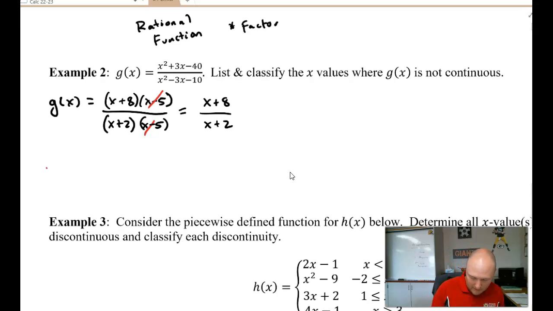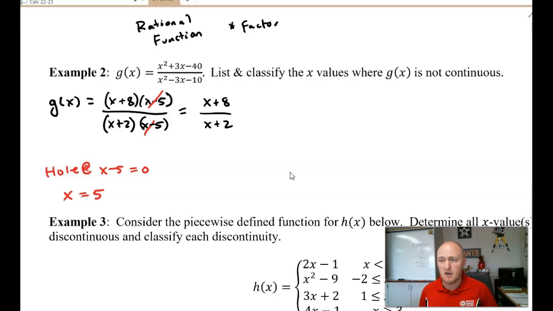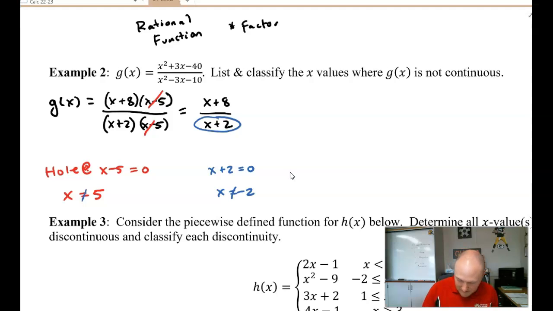So what happened? Well, we have a hole at x minus 5. If I set this equal to 0 and solve, we have a hole at x equals 5. I have a discontinuity there. And then the denominator, I still have to worry about that denominator. It cannot be 0. So what value would make that 0? x plus 2. I set that equal to 0 and solve, x is equal to -2. So you cannot have these values in your domain, 5 and -2. At -2, this is an asymptote. You should remember doing that in your studies of rational functions.